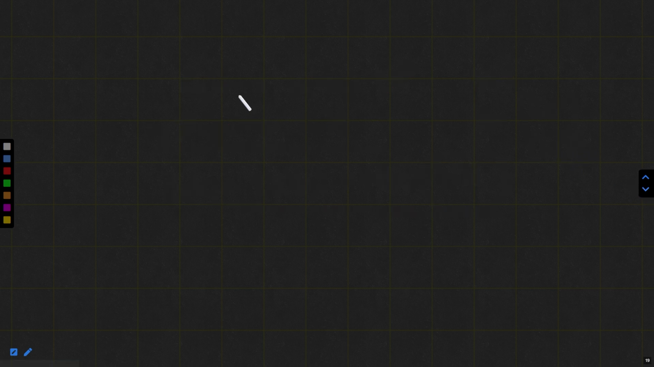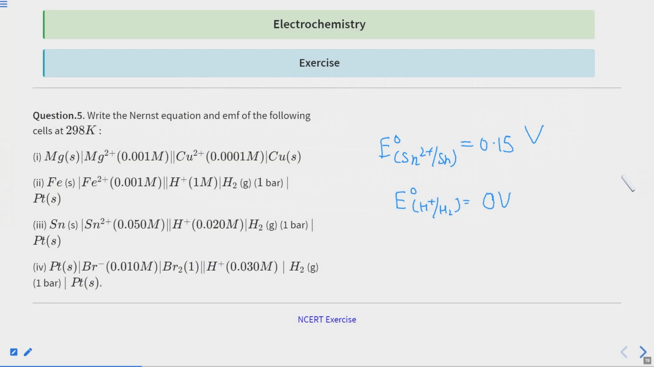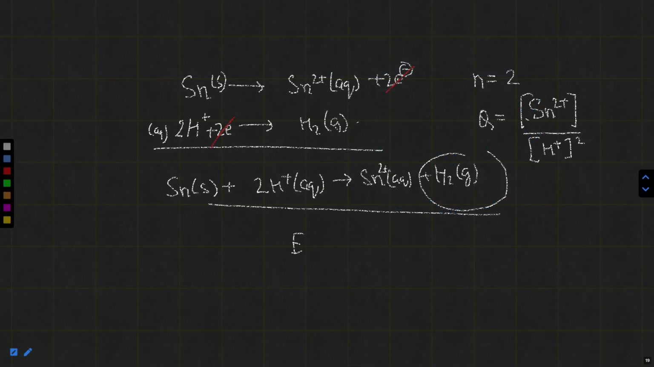Now, one more thing is remaining. We have the E naught of both of these. But what do we need? We need the opposite value because Sn is going to Sn2 plus. So we are going from Sn to Sn2 plus, so the sign will be reversed. And the final E naught cell value will be simply the addition of both of these, that is minus 0.15 plus 0, that will give you minus 0.15.